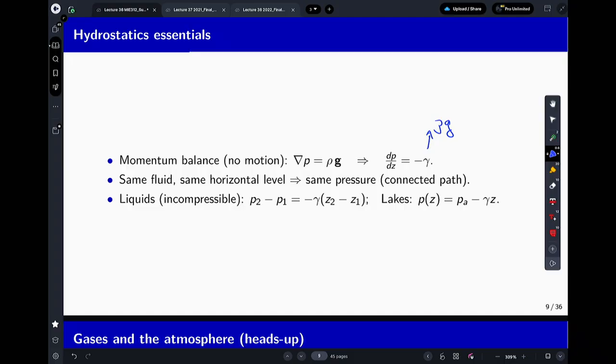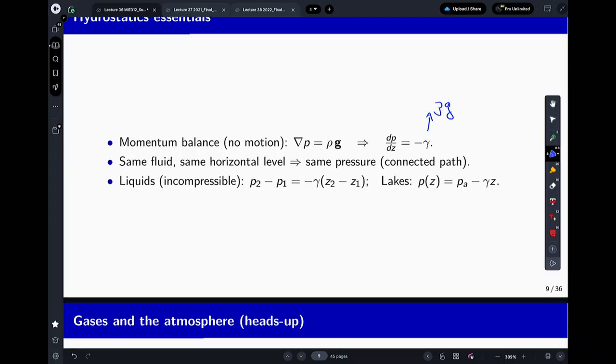In incompressible liquids, P2 minus P1 is minus gamma times Z2 minus Z1. And for lakes, you always had atmospheric pressure. And we tend to not use atmospheric pressure at all. We use zero. We use zero gauge. There are very few circumstances where you would have an absolute pressure. But you have to be aware of that.